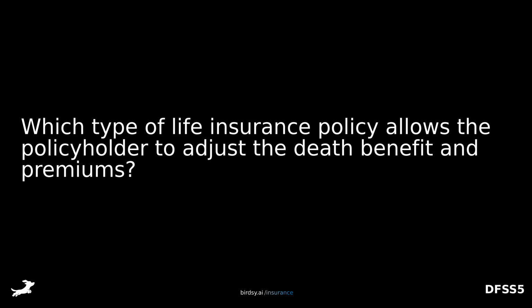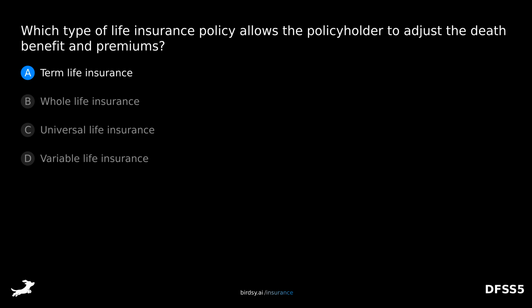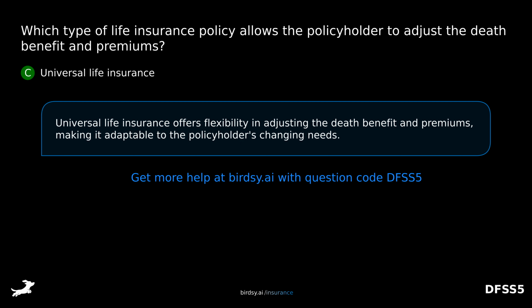Which type of life insurance policy allows the policyholder to adjust the death benefit and premiums? Is it A, term life insurance, B, whole life insurance, C, universal life insurance, or D, variable life insurance? The answer is C, universal life insurance. Universal life insurance offers flexibility in adjusting the death benefit and premiums, making it adaptable to the policyholder's changing needs.